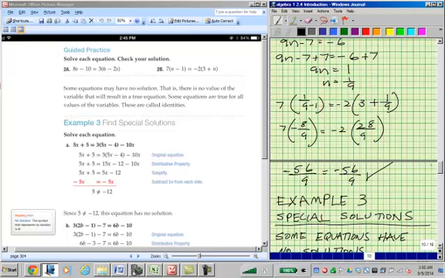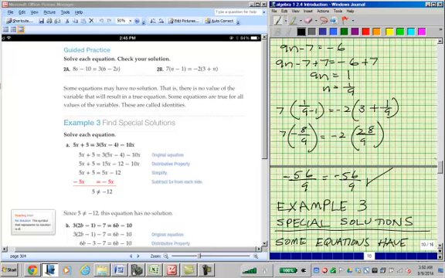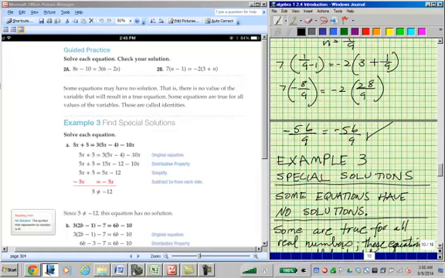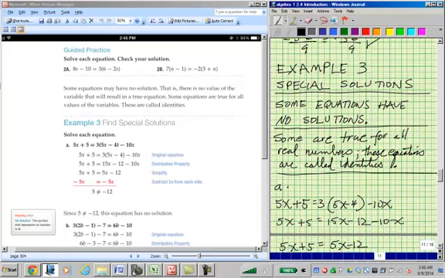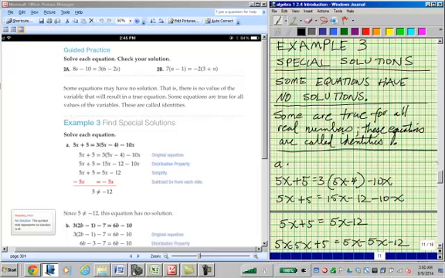So we got 5x plus 5 equals 3 times, parenthesis, 5x minus 4, minus 10x. Eliminate the parenthesis. We get 5x plus 5 equals 15x minus 12 minus 10x. Combine like terms. 5x plus 5 equals 5x minus 12. Now subtract 5x from both sides, and you get 5, which is not equal to negative 12. No value of x, no matter what you come up with, can make this equation true. So it is no solution.